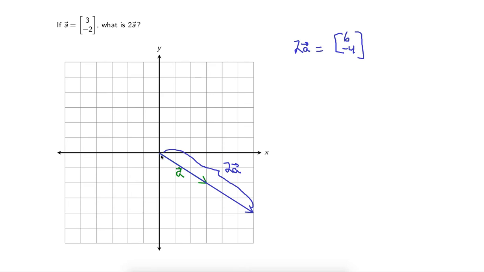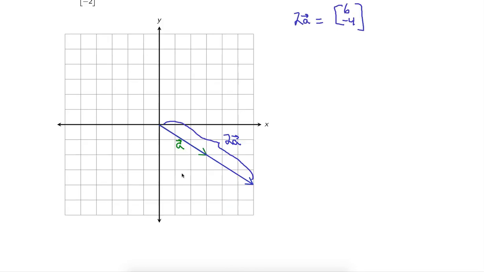And vectors that are scalar multiples of one another are called parallel. So here we have vector A and 2 times vector A. Those are parallel vectors, since 2 times vector A is just literally 2 times this starting vector, vector A.